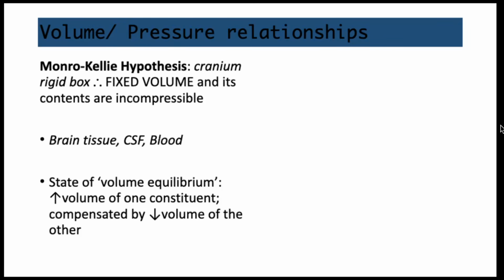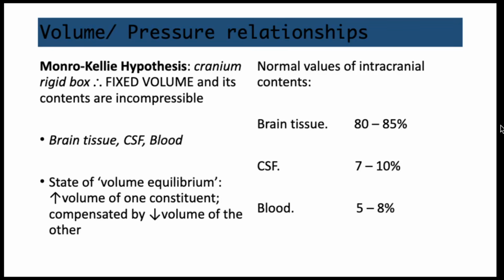So the next critical concept that we need to talk about is the so-called Monro-Kellie doctrine or hypothesis and the volume-pressure relationships in the brain. So what does the Monro-Kellie doctrine say? Well, it says that the cranium is a rigid box, and so therefore the volume is fixed and its contents are incompressible. So what does this mean?